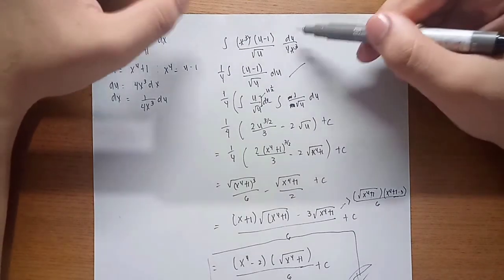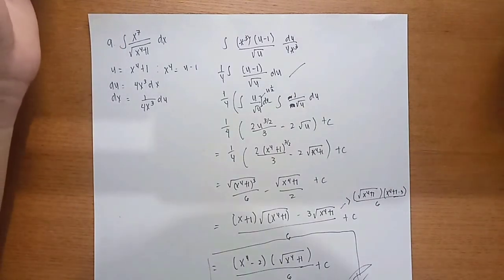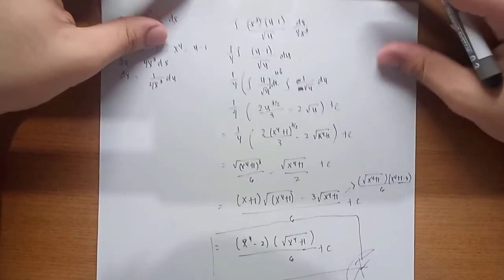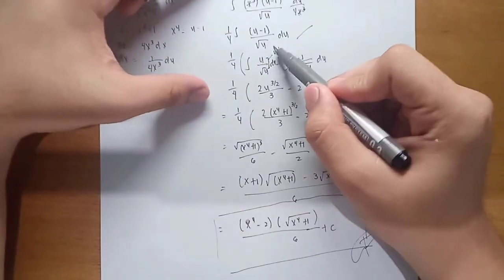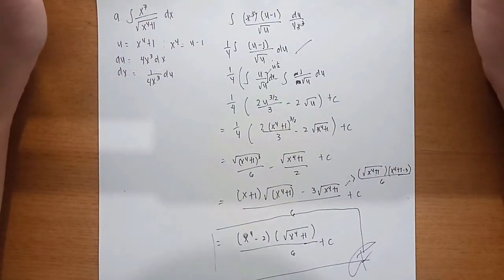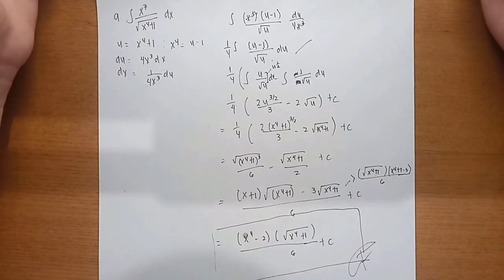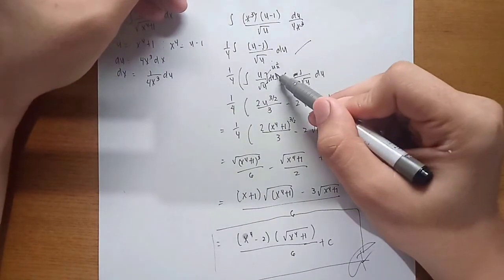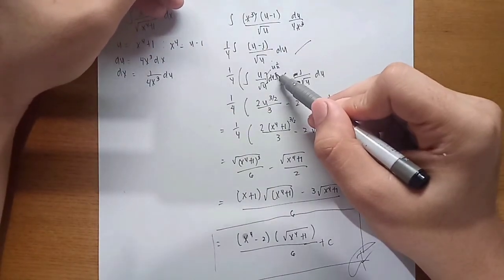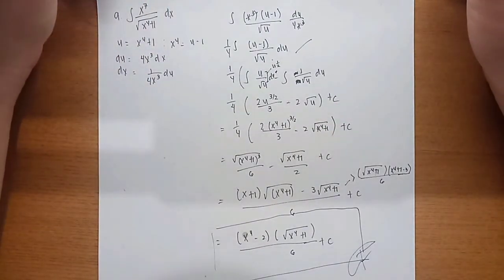So we move the 1/4 out of the integral, as it is a constant value. So we can now separate this into u all over square root of u minus 1 all over square root of u. So now the equation will be 1/4 of the integral of u all over square root of u, which is equivalent to u raised to 1/2, minus the integral of 1 all over square root of u du.